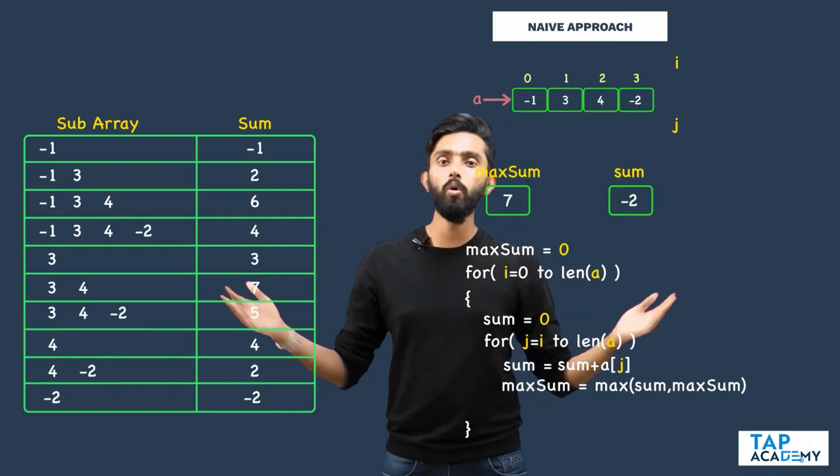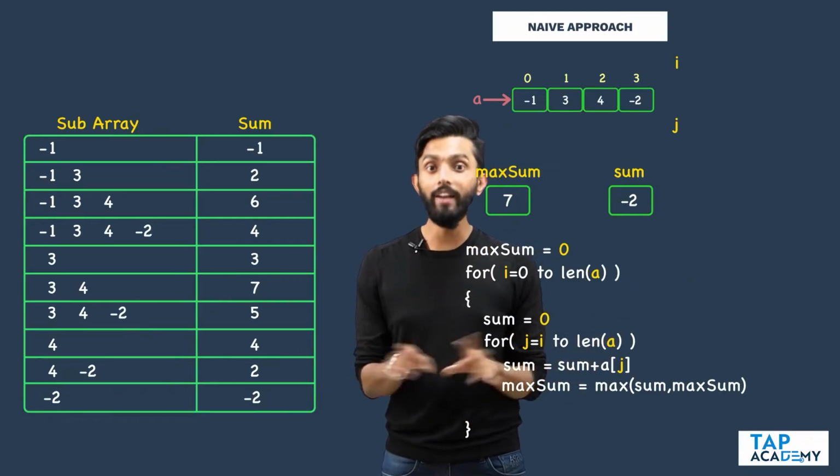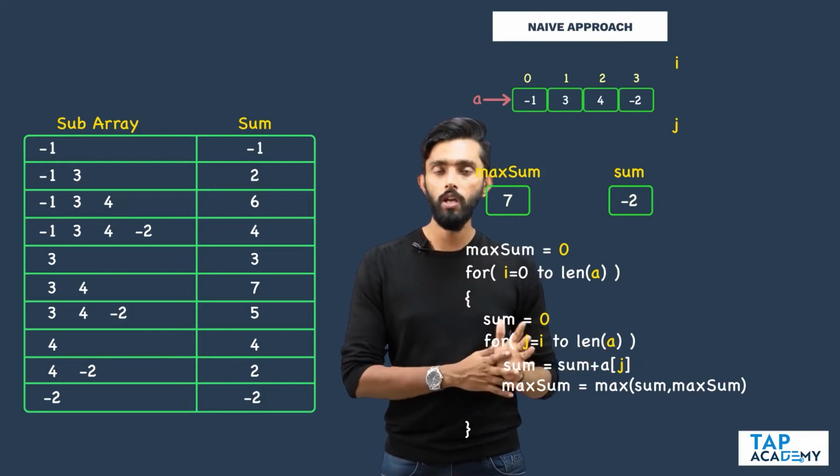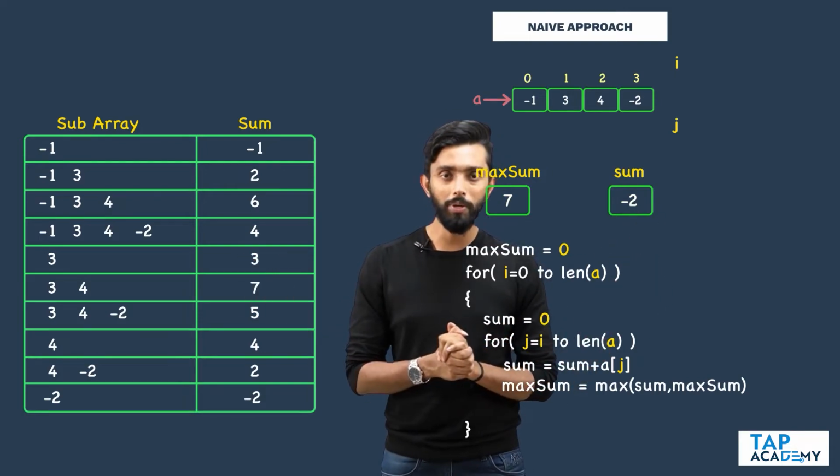You don't need great programmers to write an n square approach. Great programmers are required to optimize this. Now, how can we optimize it? Let me show you. Alright, now you must be wondering, what is that optimized solution?